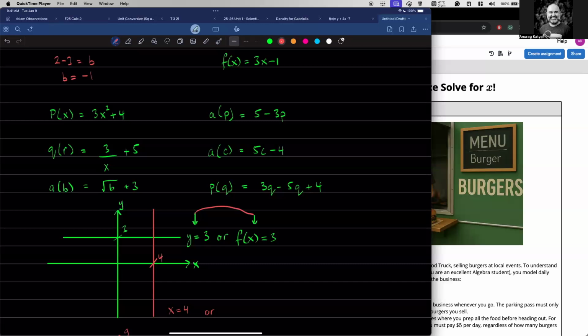Are we okay with this? So x equals 4 is just x equals 4. There's nothing that I can do with it because it's a vertical line. Yes, no, maybe so.